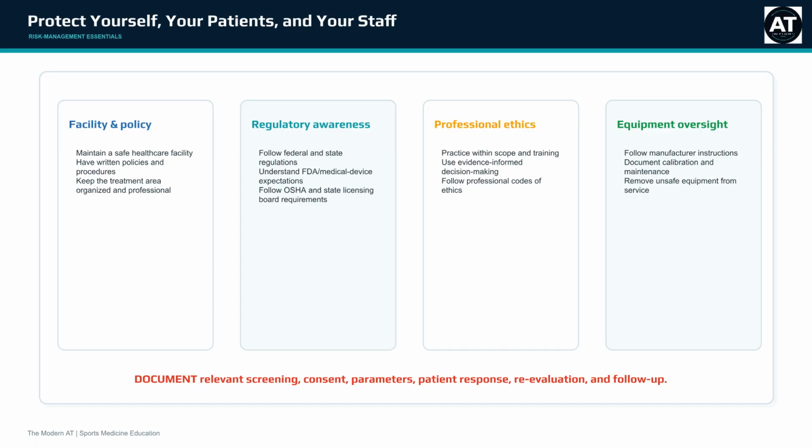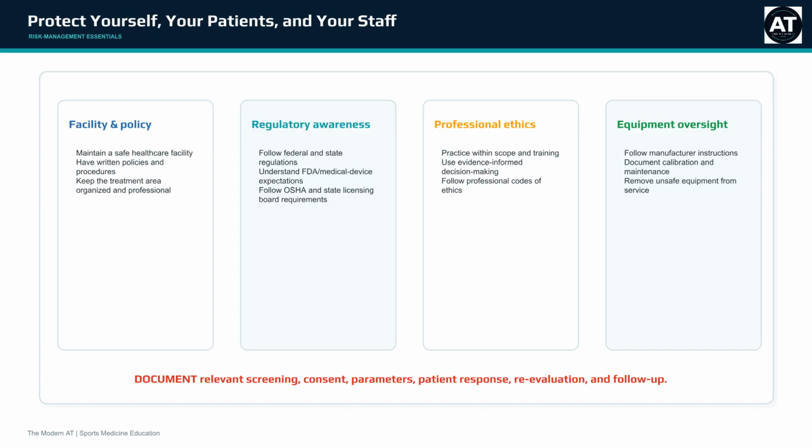Risk management begins with a safe facility, written policies, and an organized treatment area. Regulatory awareness includes federal and state requirements, FDA expectations for medical devices, OSHA safety considerations, and licensing board rules. Professional ethics require practicing within training, using evidence-informed decisions, and respecting professional codes. Equipment oversight means following manufacturer instructions, maintaining calibration and inspection records, and removing unsafe devices from service. Documentation should capture screening, consent, parameters, patient response, reevaluation, adverse events, and follow-up.